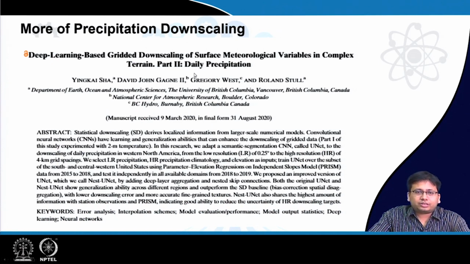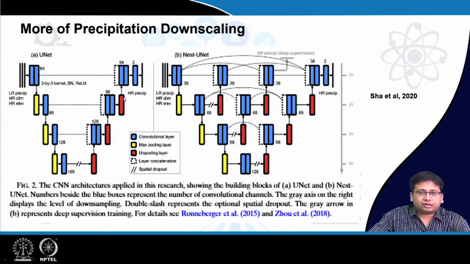Along these lines there is more work on the downscaling of precipitation. Another paper is deep learning based gridded downscaling of surface meteorological variables in complex terrain. They considered the gridded downscaling problem for different variables; rainfall is only one of them. These people have considered another deep learning based model, known as UNet. UNet is a model used frequently for image segmentation. Just like SRCNN was originally used in computer vision for scaling up a low resolution image to a high resolution image, UNet was used for segmenting an image.